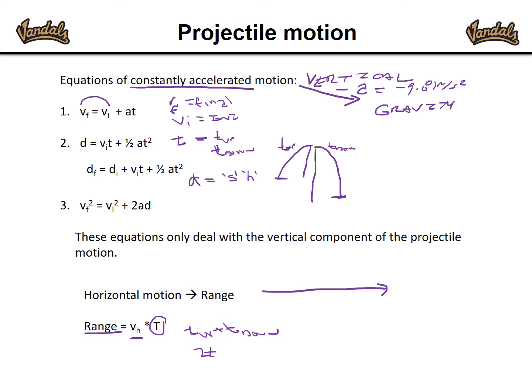So remember that the equations of constantly accelerated motion are the three that you use in the vertical. And then the range is only horizontal. So in the range, there is no effect of gravity. Gravity only behaves in these three equations. Okay?